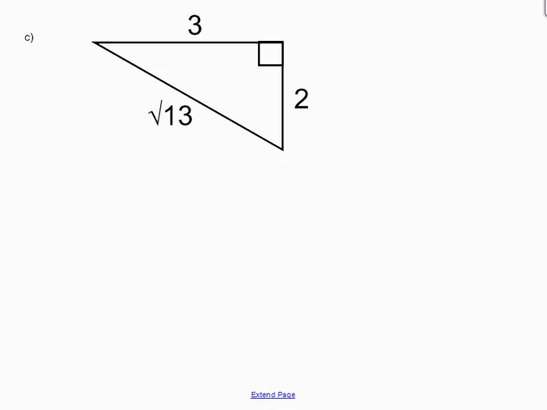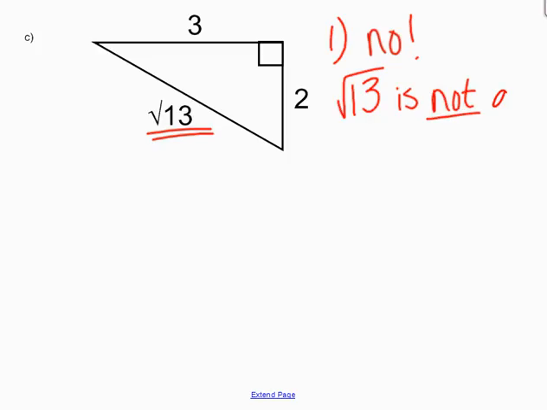Letter C, I already know the answer. Are these non-zero whole numbers? No. Radical 13 is not a whole number. So this answer is no, right away.